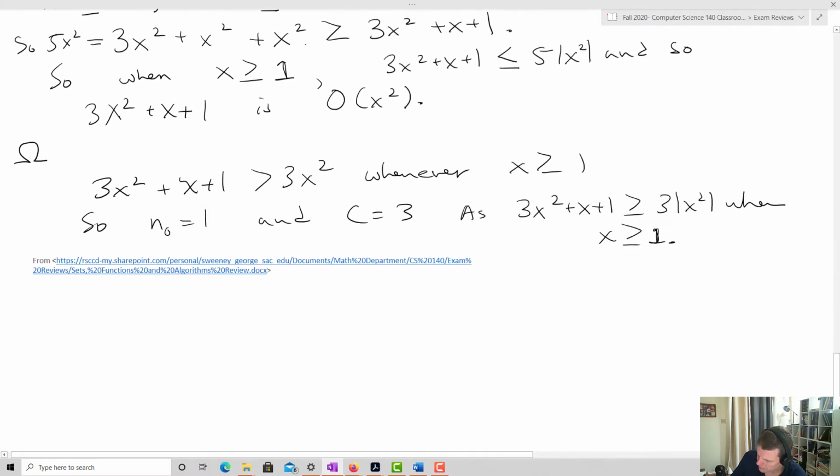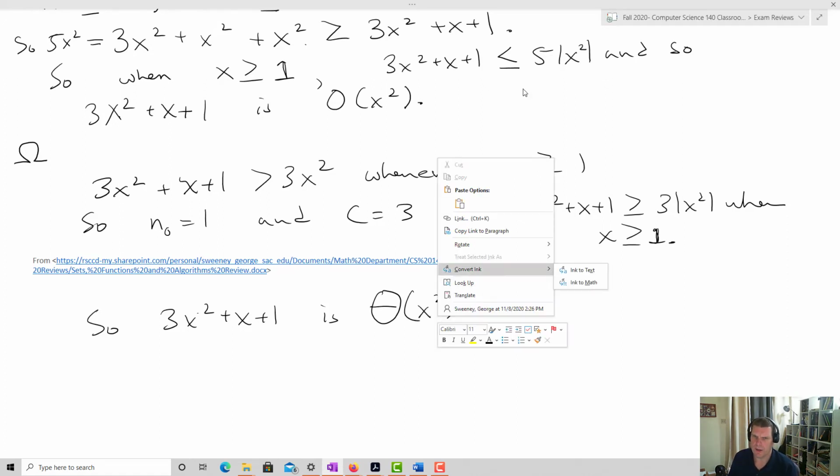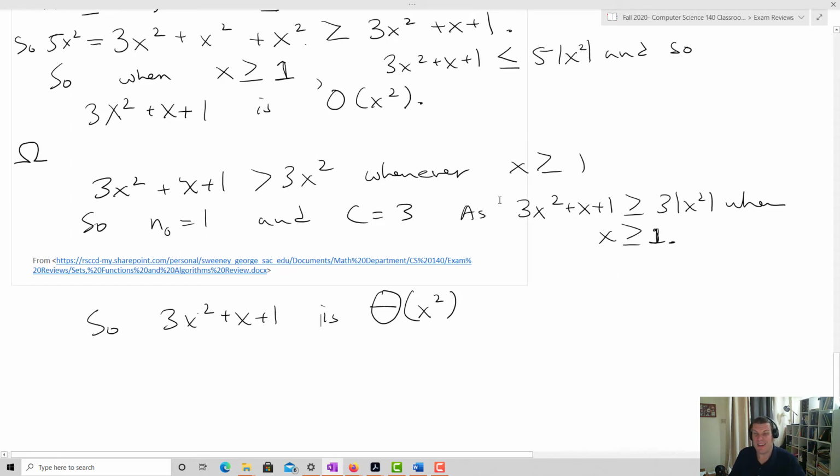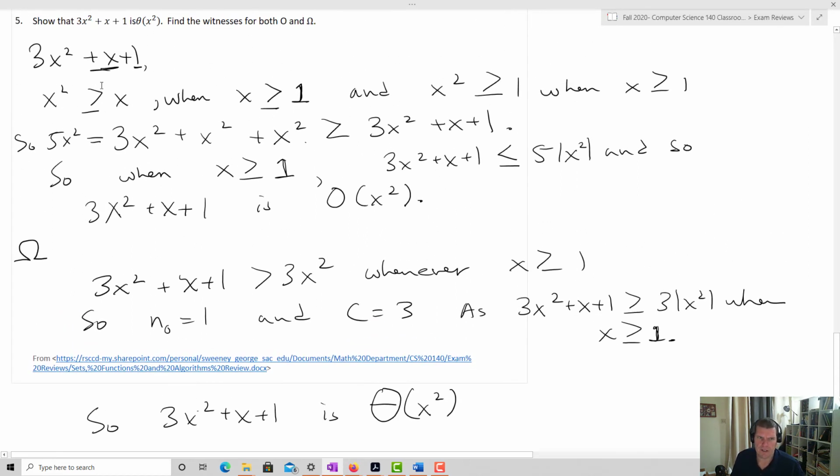So 3x squared plus x plus 1 is big theta of x squared, because it is both omega of x squared and O of x squared. And in addition to that, we get our witnesses. The first set of witnesses is x equal to 1 and c equal to 5. Now there's more than one way to do that, but that's probably the easiest way to think about it. And for our omega, our witnesses are x equal to 1 and c equal to 3.